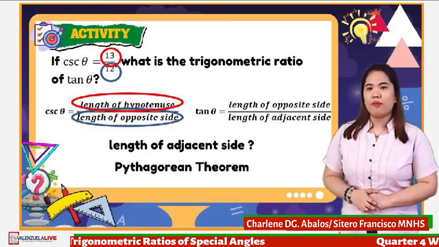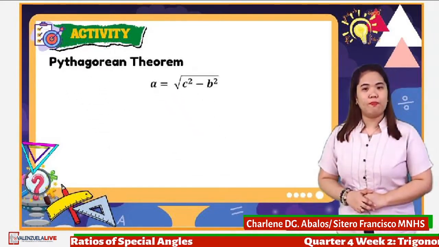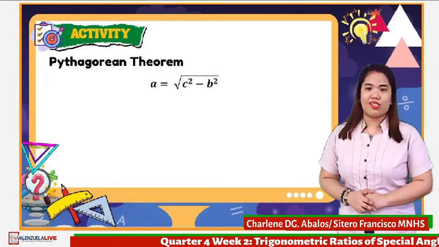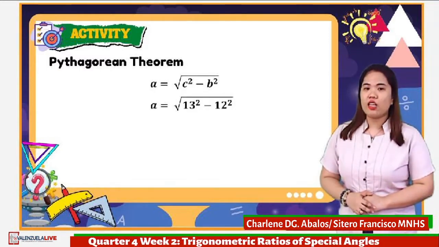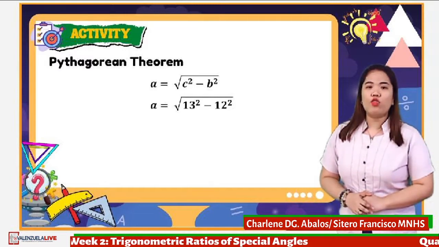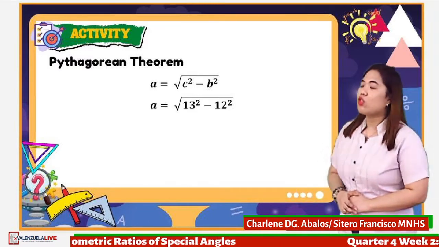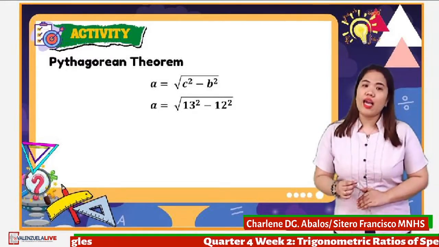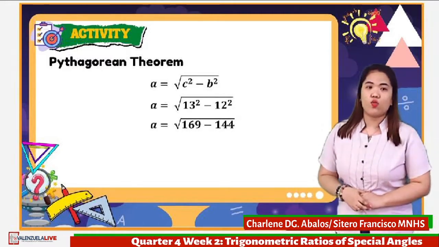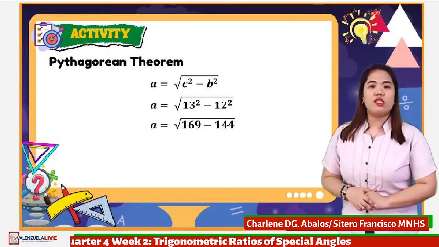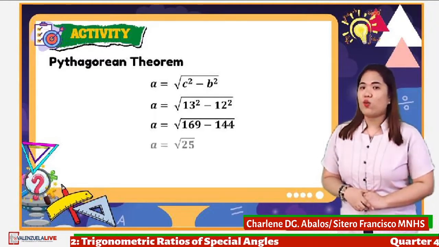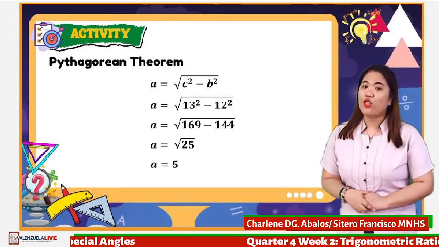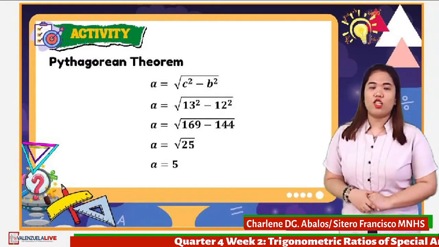We use the formula, A is equal to the square root of C squared minus B squared, since we are dealing with the length which is the adjacent side. Substitute 13 to variable C and 12 to variable B. We have A is equal to the square root of 13 squared minus 12 squared. It will be A is equal to the square root of 169 minus 144. And 169 minus 144 is equal to 25. The positive square root of 25 is 5. Therefore, the value of A is 5, which is the adjacent side.